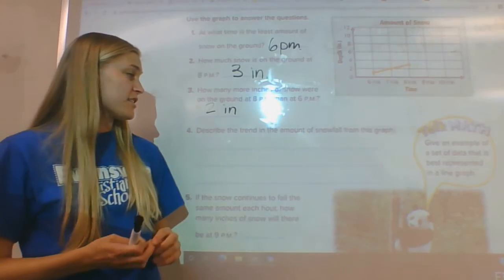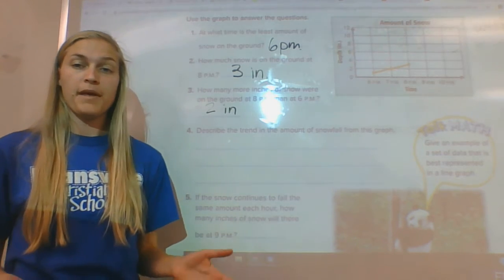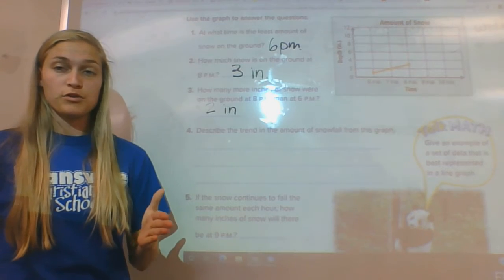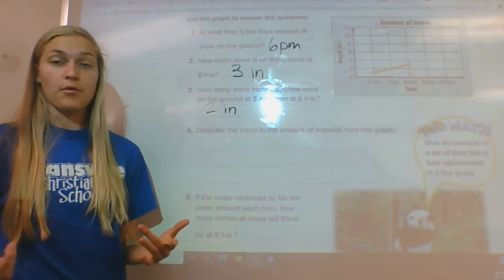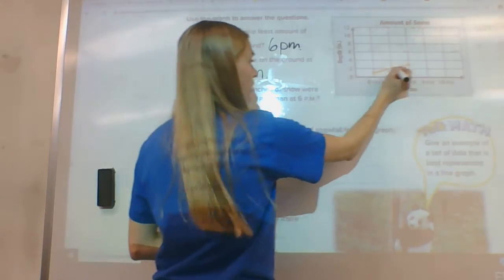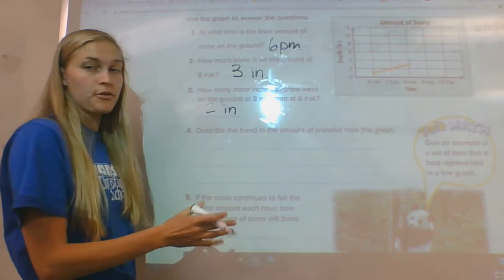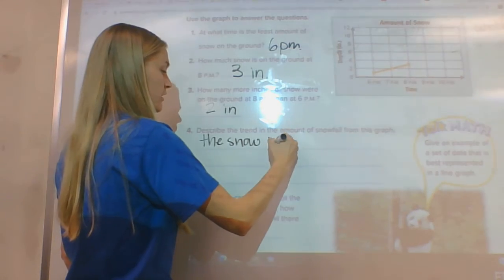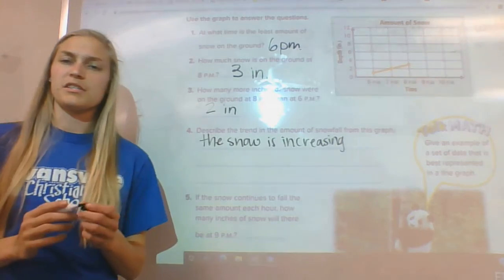All right, then it says describe the trend in the amount of snowfall from this graph. Well, all we have is 3 hours, 6 p.m., 7 p.m., 8 p.m. What's happening over those 3 hours will be the trend. So the trend is every hour, 1 hour goes by, 1 inch of snow. 1 hour goes by, 1 inch of snow. So we can be vague first and say the snow is increasing, but then we should be a little more specific and tell how it's increasing.